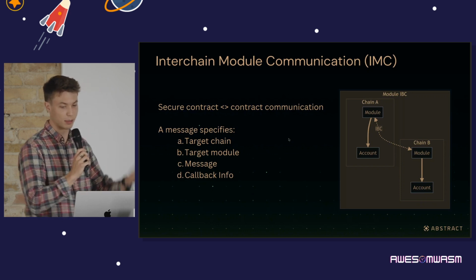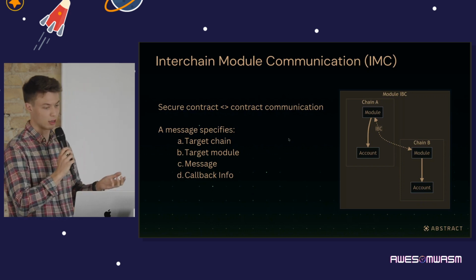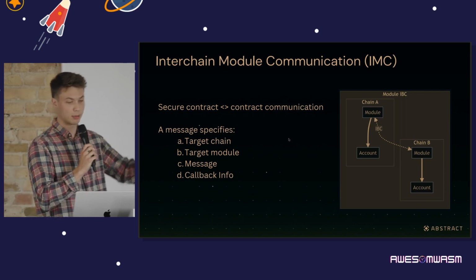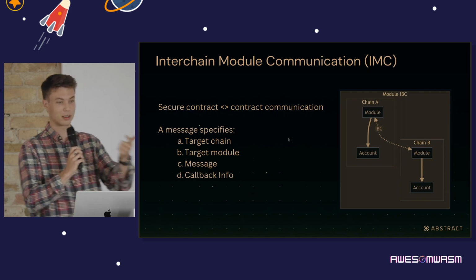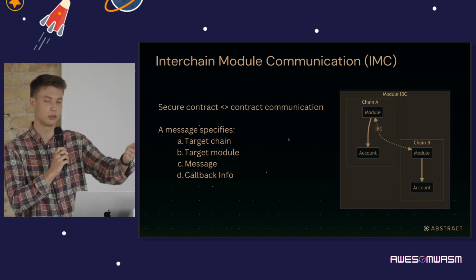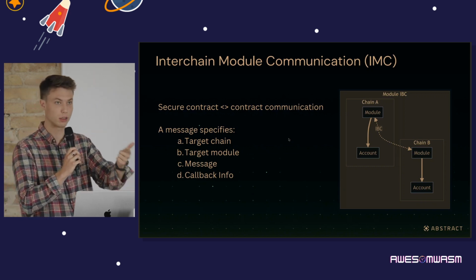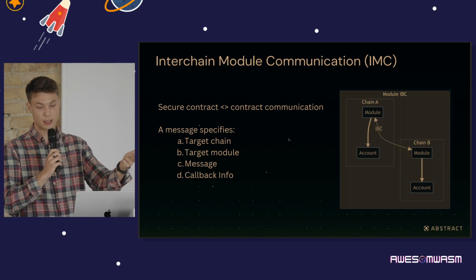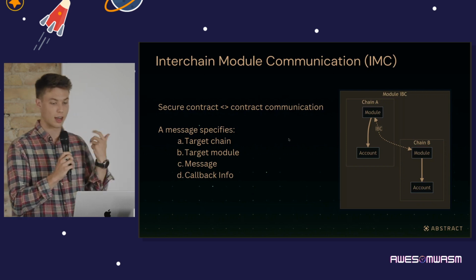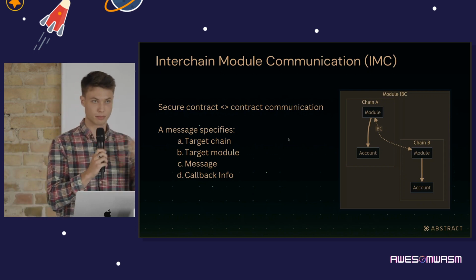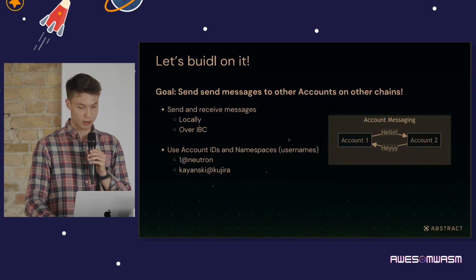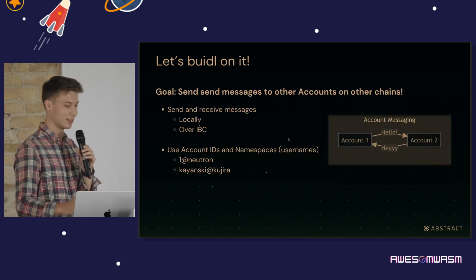When I send a message with this technology, I need to provide a target chain, so where I want to send the message, and a target module, so which application I want to target, which essentially resolves into a smart contract address on chain. I also provide the message that I want to call, as well as a callback. If the message fails or if it succeeds, I get a callback with the result, and I can use that to progress my state machine. So let's try and build on this.